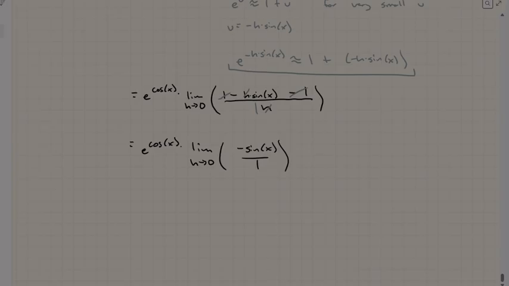So then that means that the derivative of e to the power of cosine x is just equal to negative sine of x times e to the power of cosine x.